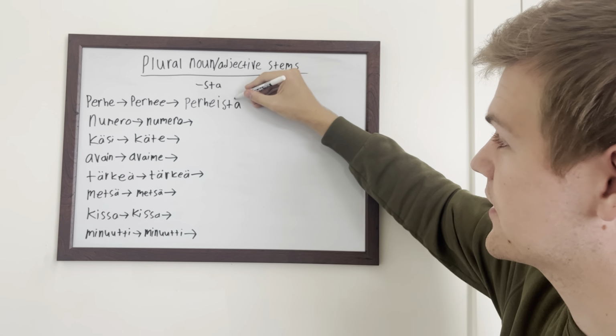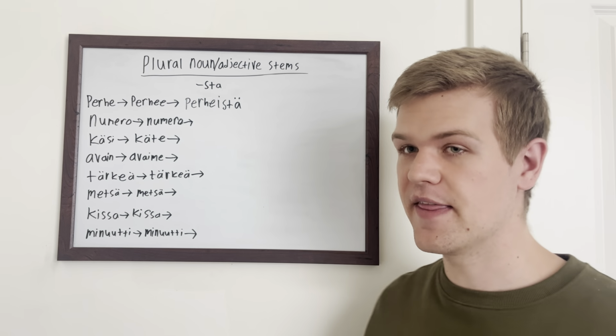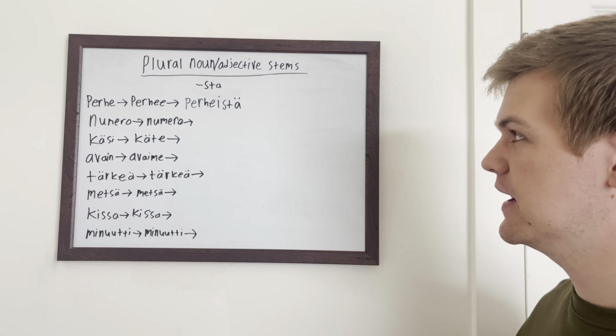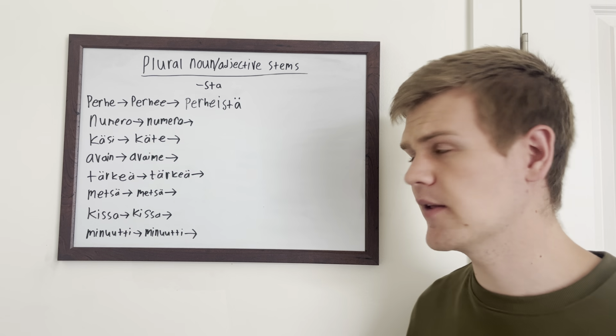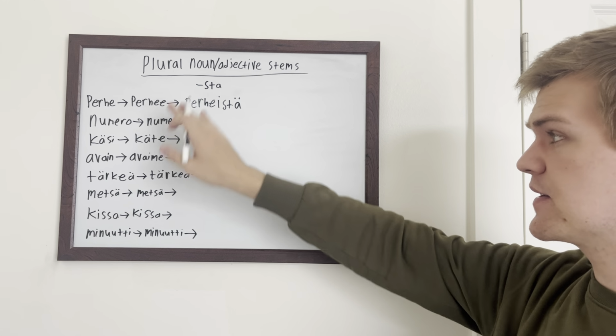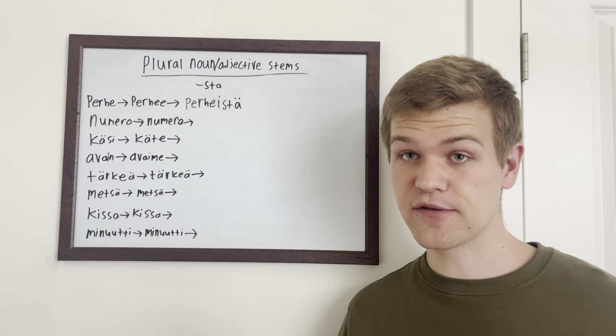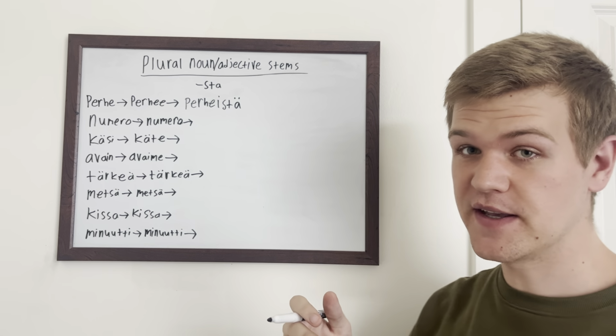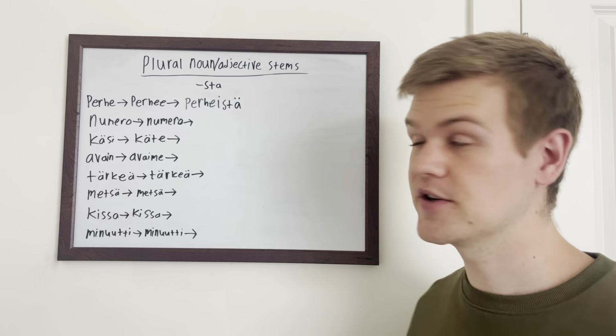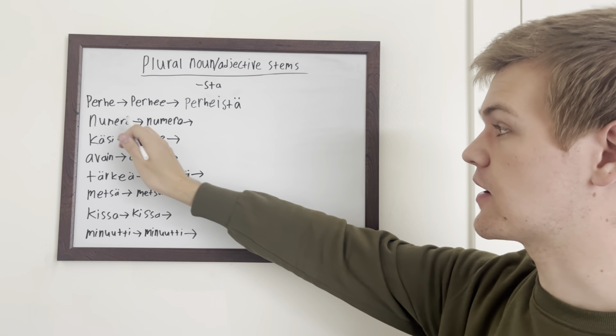Oh, and sorry, vowel harmony here. It's got to have the high A there. Perheistä. If you don't know what vowel harmony is, I've got a video on that, by the way. But that is how this is all going to work. So if you want to pause it now and try it on your own to test your understanding of this, feel free. Then I'm just going to keep going through these and you can check yourself after you do it. So the next one, numero, which is number.